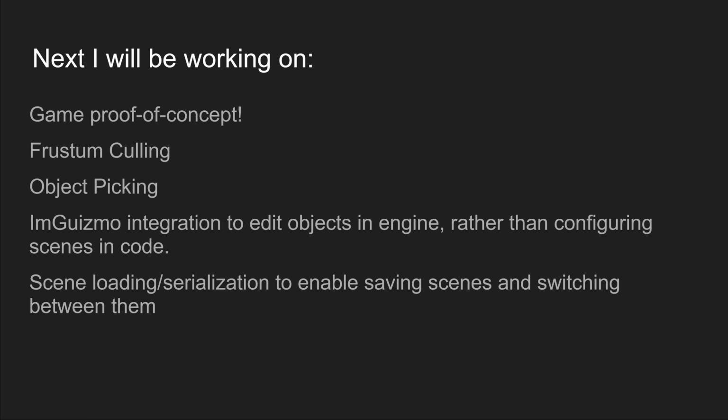So next I will be working on these things. I want to implement a game demo proof of concept as well as frustum culling. And then I'll add some more editor features like object picking, ImGuizmo integration to edit objects in engine rather than configuring scenes in code, as well as some sort of scene loading / serialization system to enable saving scenes and switching between them.